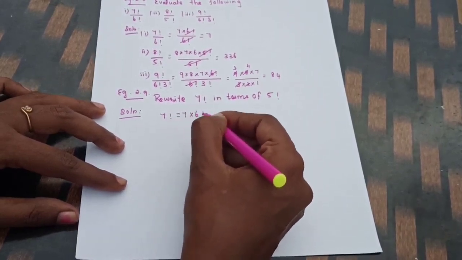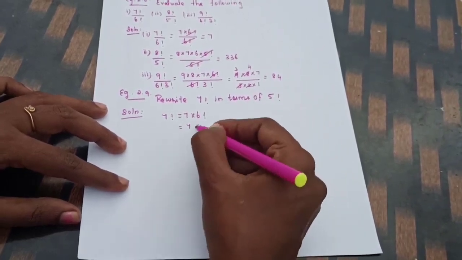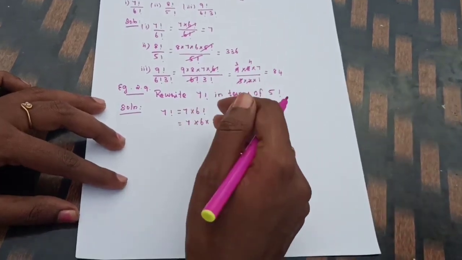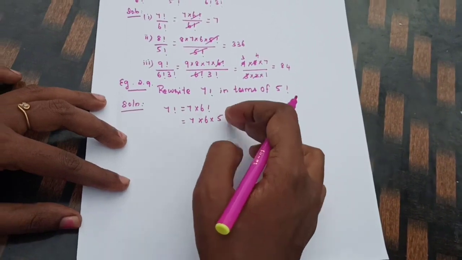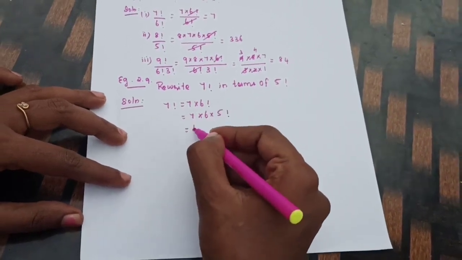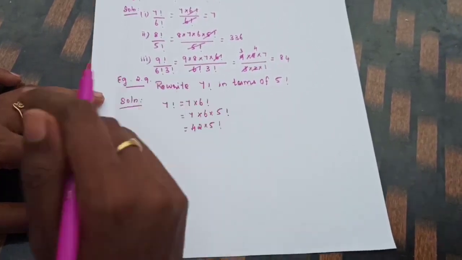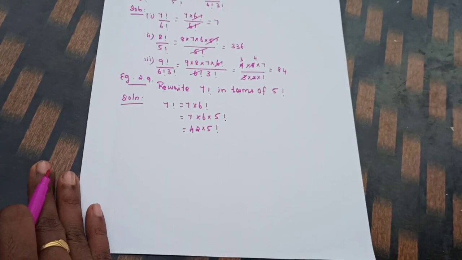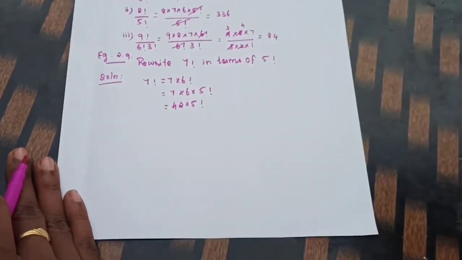7 into 6 factorial. If you are again writing in terms of 5 factorial, so 7 into 6 into 5 factorial. They asked to rewrite in the form of 5 factorial, so that 5 factorial you won't change. That is equal to 7 into 6, 42. 42 into 5 factorial. Maybe they will ask 7 factorial in terms of 4 factorial, 7 factorial in terms of 6 factorial, 7 factorial in terms of 5 factorial.